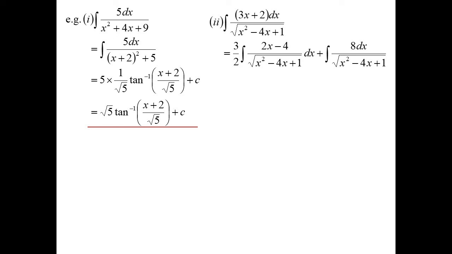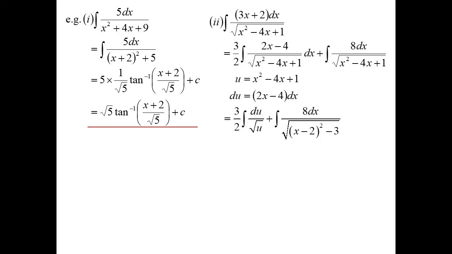So the first integral is now du on root u, which we know is 2 root u. And the second one I can do by completing the square. Now, of course, if you don't recall the 2 root u, you do the first one by substitution. And then hopefully it becomes obvious, when you see that, the u is x squared minus 4x plus 1. Of course the u is that. That was the whole point of setting up the fraction.